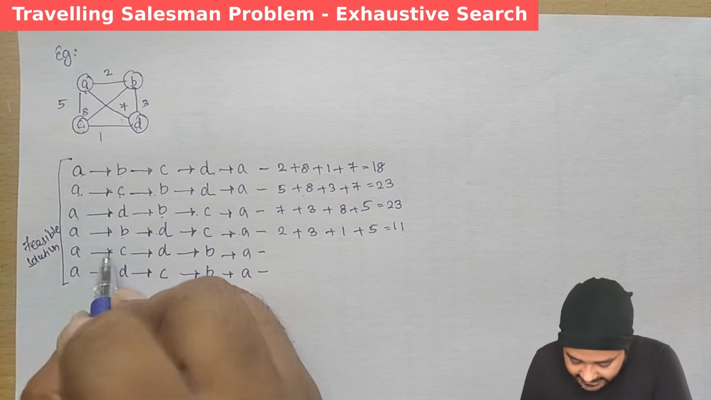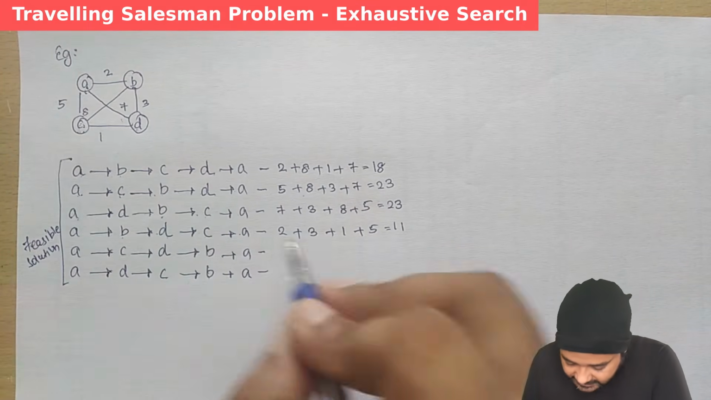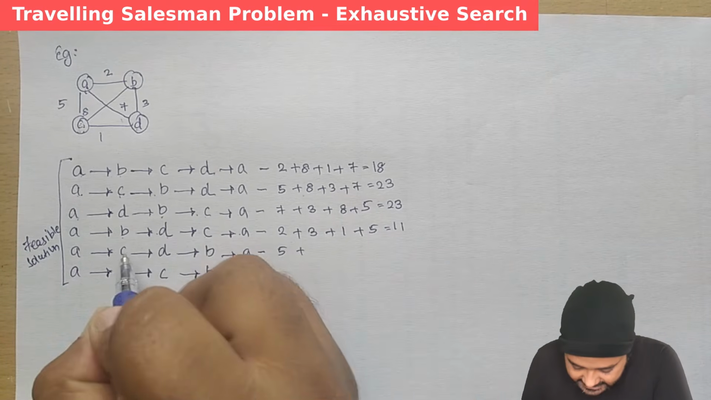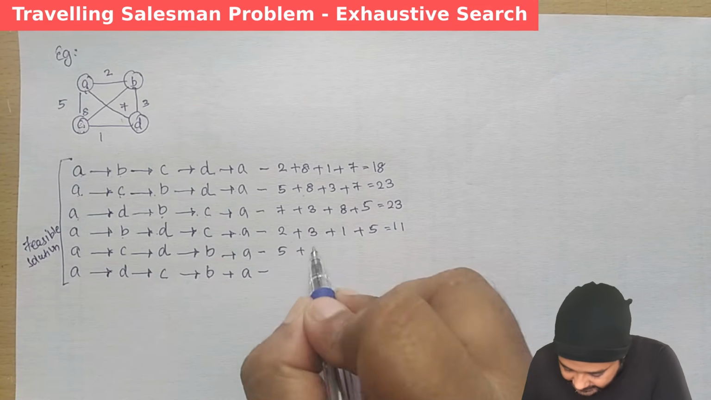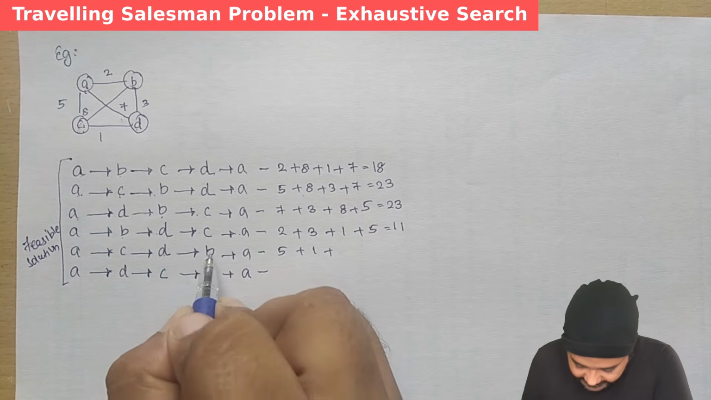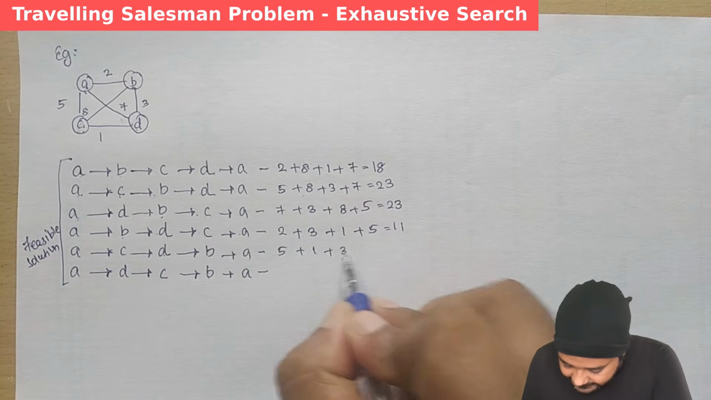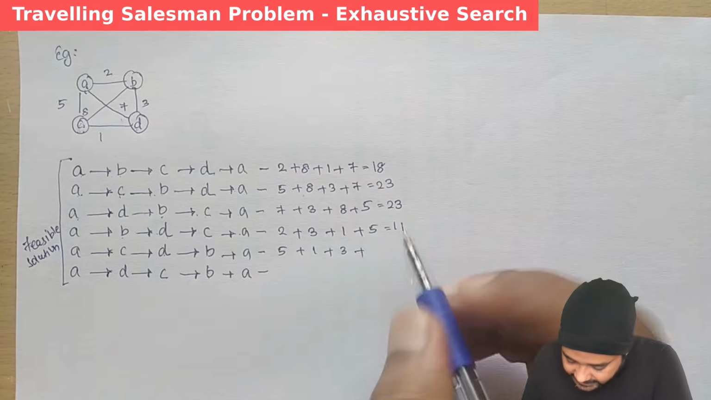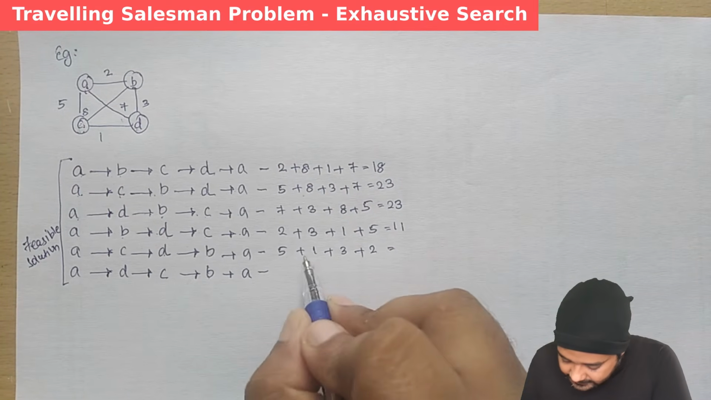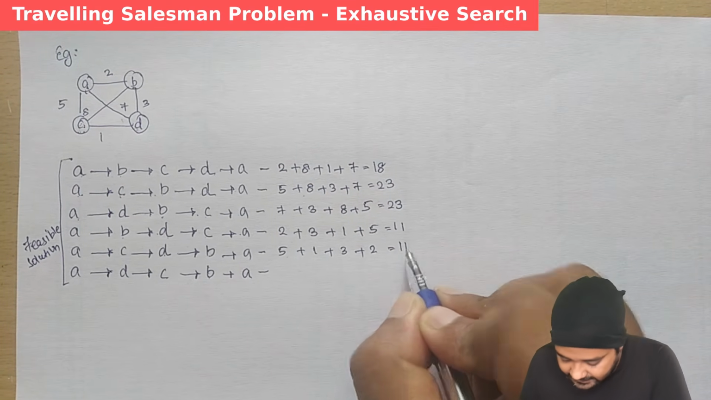Okay. So next path A to C. A to C the value is 5. C to D. C to D the path is 1. D to B. D to B the value is 3. B to A. B to A the value is 2. So similarly, it is also 11, right?